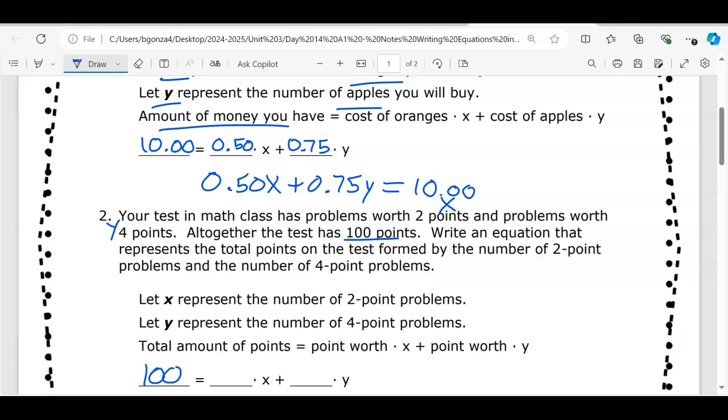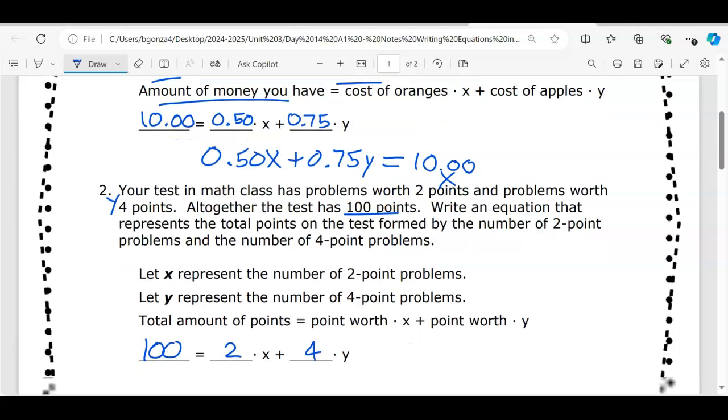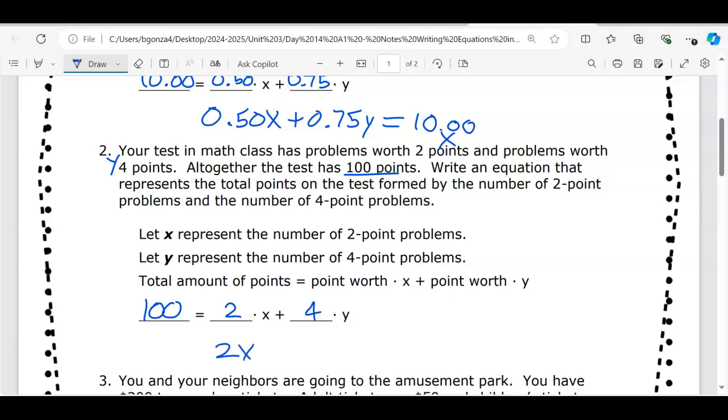Now, X is 2-point problems. So how many points over here? 2. Then my Y is 4-point problems, 4. Now, look, this problem doesn't have to do with money, right? But it does have to do with a value assigned to 2 different things. So most of the time it's money, sometimes it's points like this, okay? 2 points times however many there are, plus 4 points times however many there are, equals 100 points. Now remember, you're going to normally see it like this: 2x plus 4y equals 100.